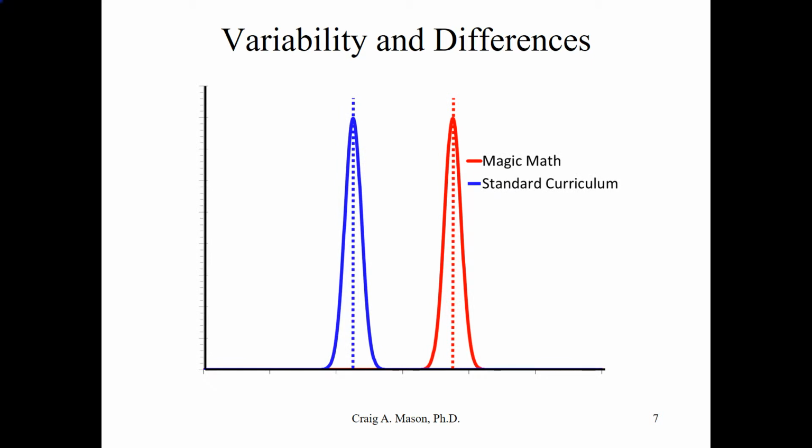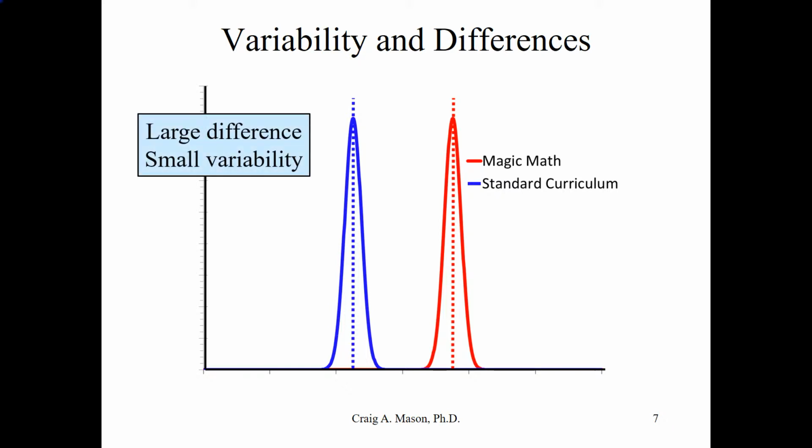On the other hand, this figure illustrates the situation where we have much greater differences between the means, with much less variability within the groups. Notice how this looks very different. The 2 distributions don't overlap at all.